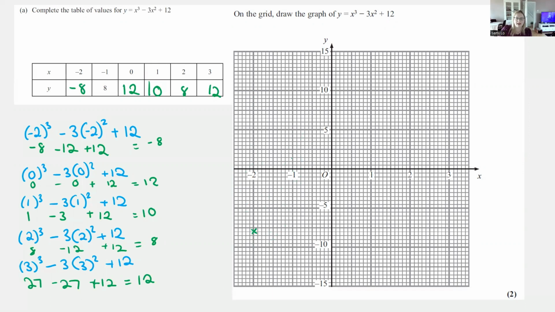Next one, at -1, we hit 8. Very odd graph, isn't it? So we go down right by there. And then at 0, we hit 12. So remember, every 2 squares. 1, we hit 10. 2, we hit 8, again challenging us. And 3, we hit 12. And don't be scared that this graph's going up, because it is the x-cubed graph, and that's what happens with the x-cubed graph. It has a nice weird S pattern to it, but like a stretched out one.